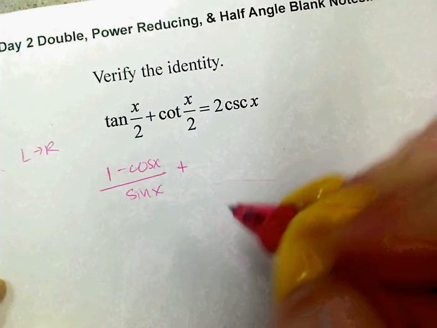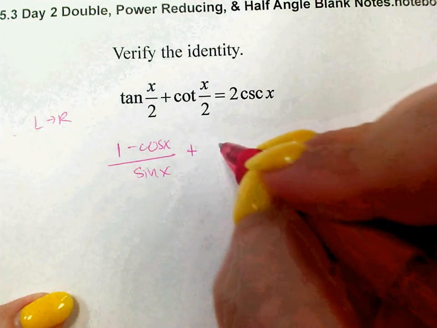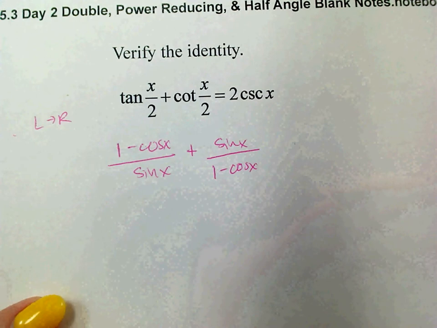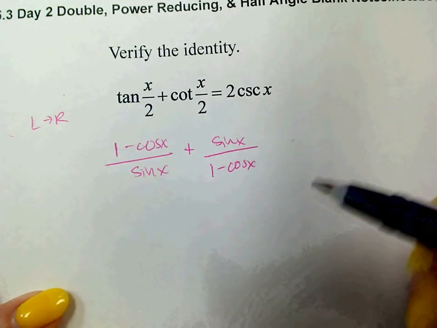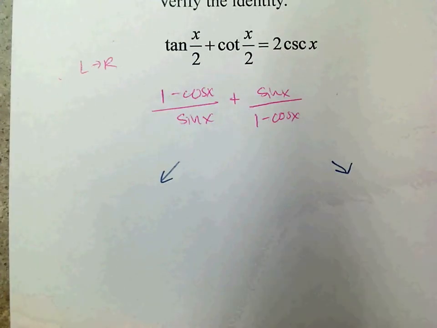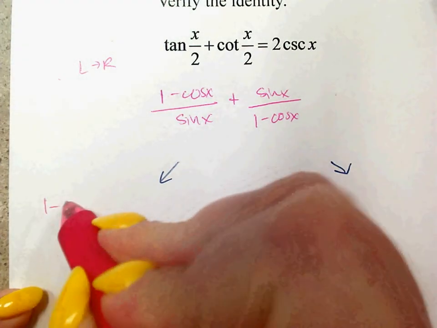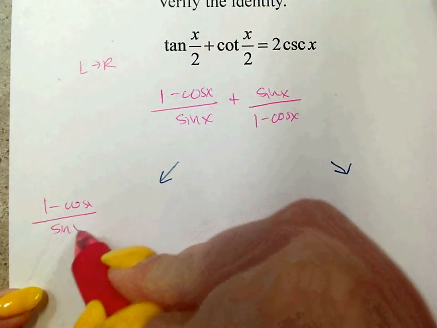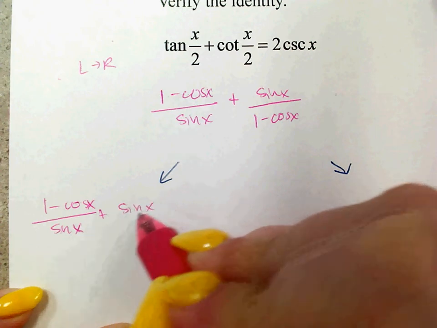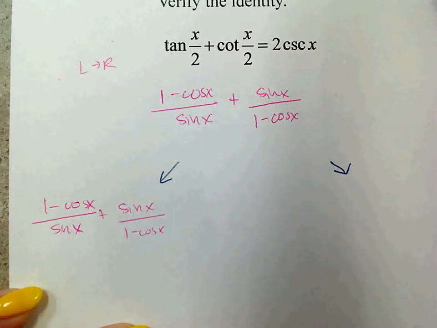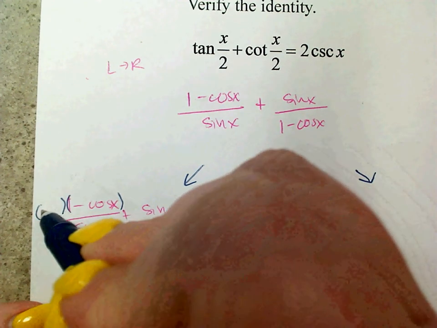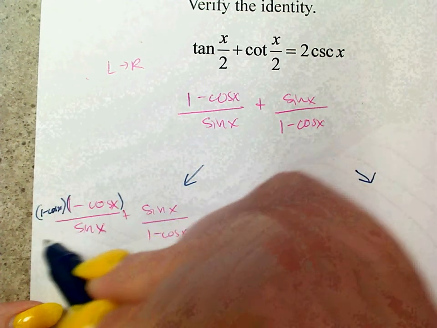From here, there are two different ways to take this, okay? So I'm going to talk about it in two different ways. One way is to do common denominator, so I'm going to rewrite it: 1 minus cosine over sine plus sine over 1 minus cosine. So if I were to do common denominator, then I would multiply this by 1 minus cosine on top and bottom, and this by sine on top and bottom. So my denominator for both is sine times 1 minus cosine.